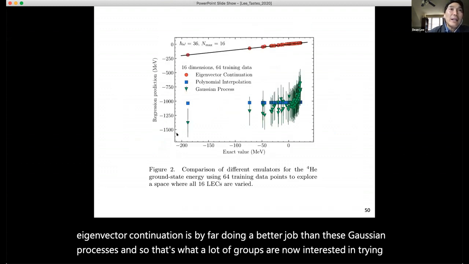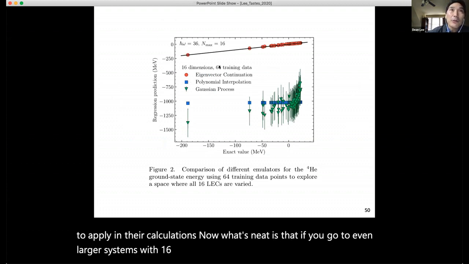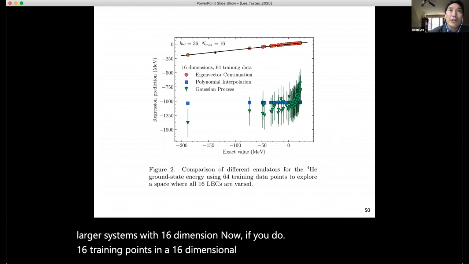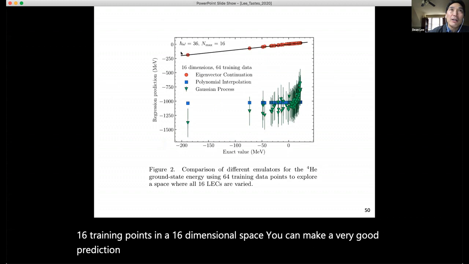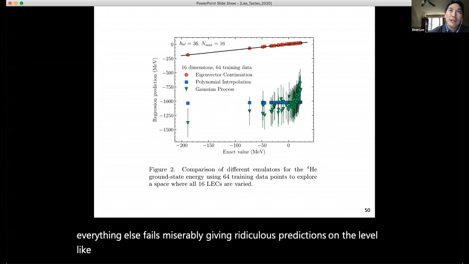Now, what's neat is that if you go to even larger systems with 16 dimensions, if you do 16 training points in a 16-dimensional space, you can make a very good prediction using eigenvector continuation. And what you can see is that everything else fails miserably, giving ridiculous predictions on the level of 1,000 MeV binding energies for these predictions using other techniques.